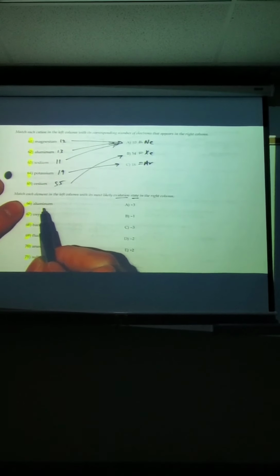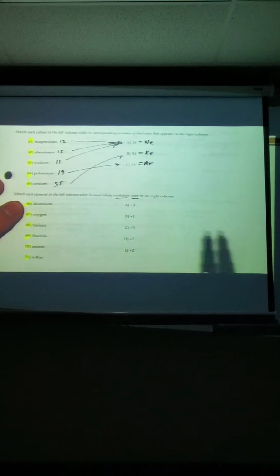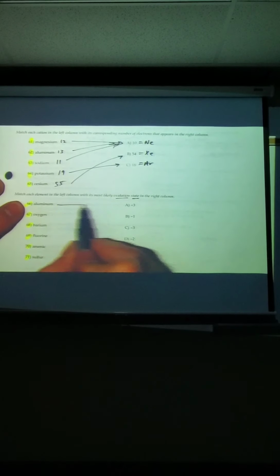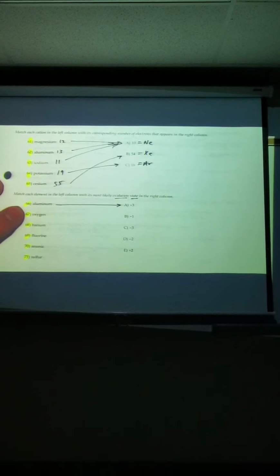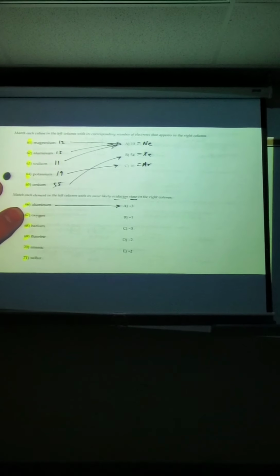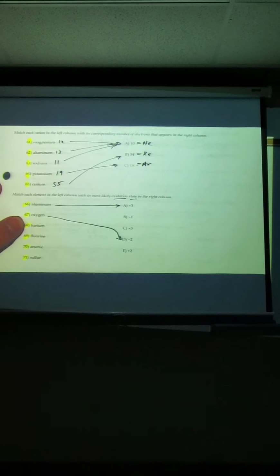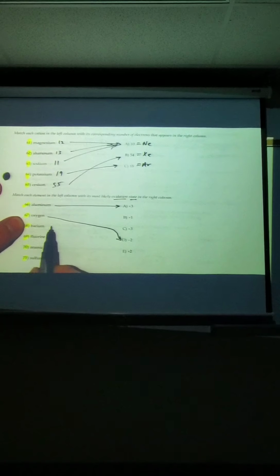So if aluminum has 13, because it's number 13 on the periodic table, it's going to love to lose 3 of those electrons to be like neon, the noble gas. Oxygen, number 8, it's going to love to gain 2 electrons, just like we'd expect all halogens to do. Barium, number 56 on the periodic table. The nearest noble gas is 54, so it's going to be a group 2. It's going to lose 2.